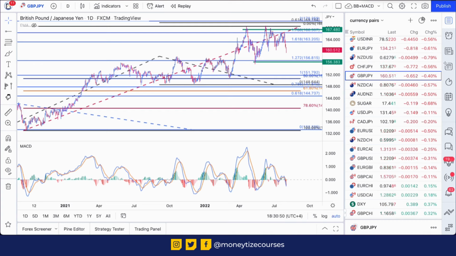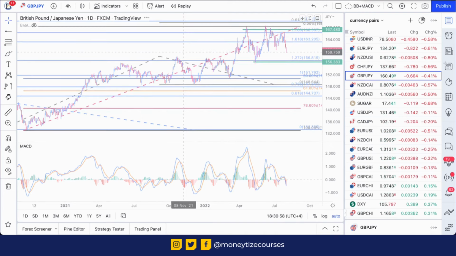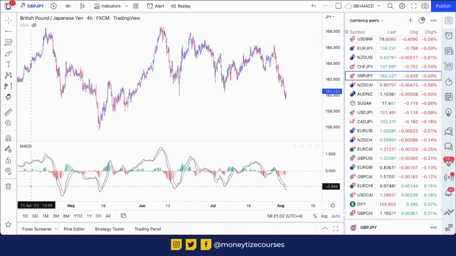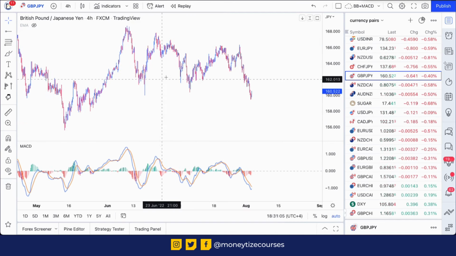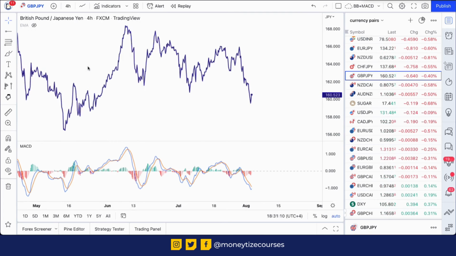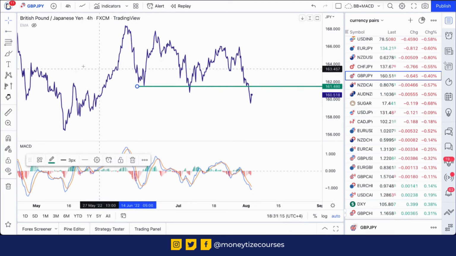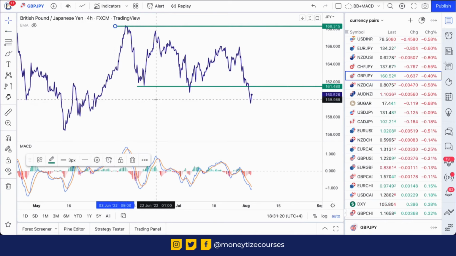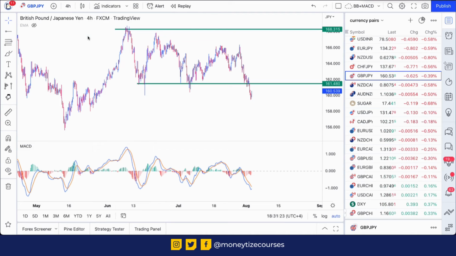I'm just going to clear all the lines to check what's going on 4-hourly. Let's clear the drawings, and on the 4-hourly, if I'm going to mark the structure, so it has already broken below the structure level.